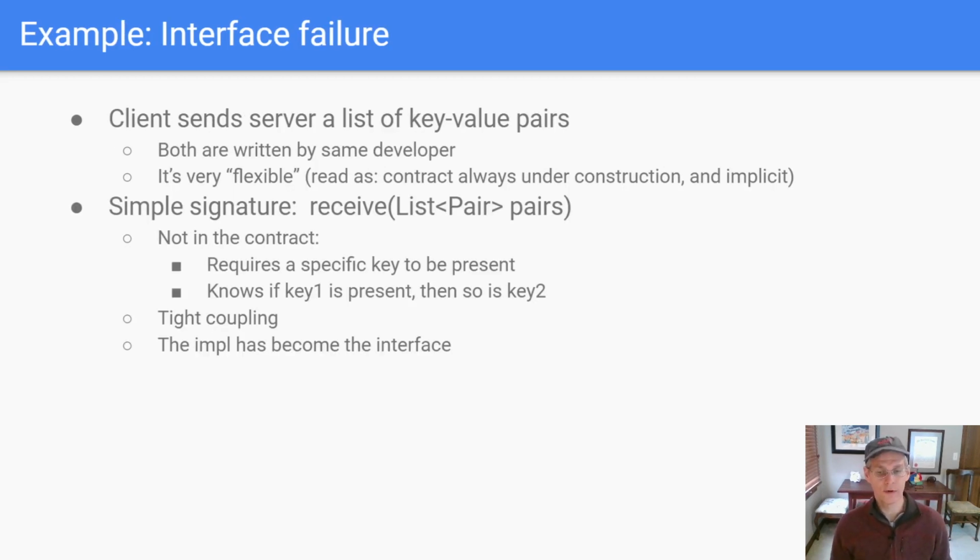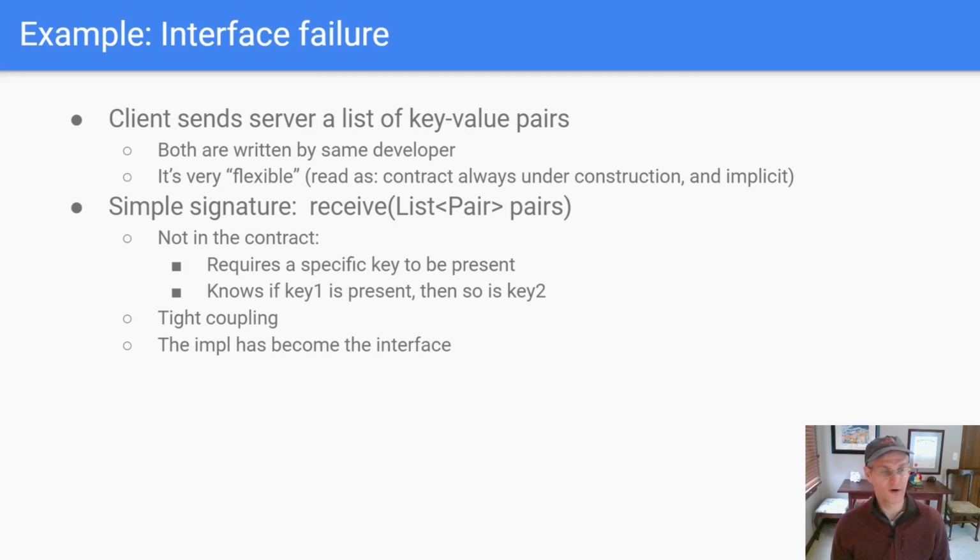So here's an example that's something very similar to what I saw many years ago that caused us a huge amount of trouble. This is something that nominally had an interface, but it didn't do all the things that you would consider good form for contract-based programming. So in this situation, we had two different programs, a client and a server, and the client sent the server a list of key value pairs. Now, both of these were written by the same developer.